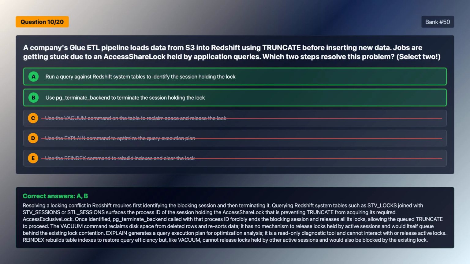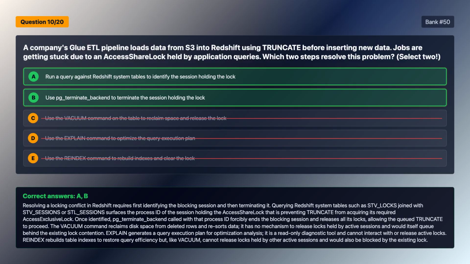The correct answers are Option A and Option B. Resolving a locking conflict in Redshift requires first identifying the blocking session and then terminating it. Querying Redshift system tables such as SVV_LOCKS joined with SVV_SESSIONS or STL_SESSIONS surfaces the process ID of the session holding the access share lock that is preventing Truncate from acquiring its required access exclusive lock. Once identified, PG_TERMINATE_BACKEND called with that process ID forcibly ends the blocking session and releases all its locks, allowing the queued Truncate to proceed.